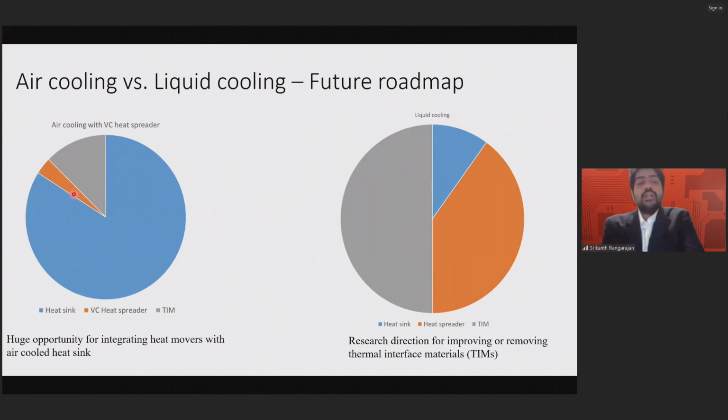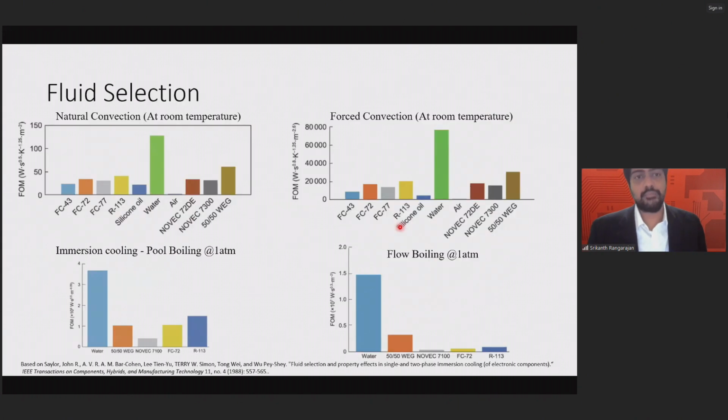So for air cooling, we see that the heat sink is still a big resistance, the blue shaded region, which means you can still integrate a lot of these advanced heat pipes and vapor chambers and then try to move the heat. And on the right hand side, for liquid cooling, we see that the thermal interface material really dominates the resistance. So that has to become the future.